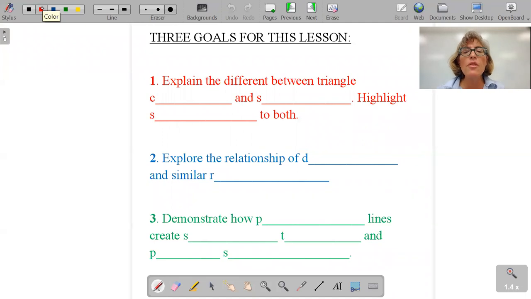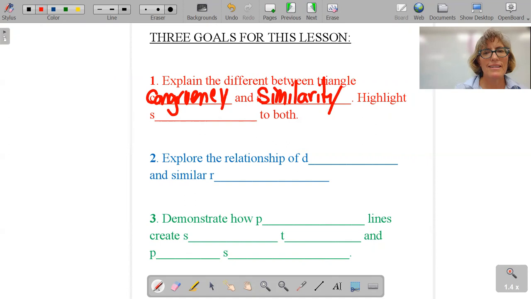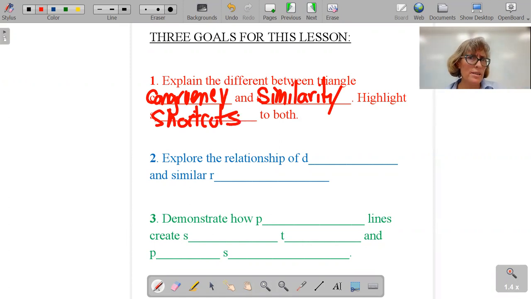We're going to explain the difference between congruency and similarity, and we're going to highlight shortcuts to both. What's the difference between congruency and similarity? And highlight the shortcuts to both.